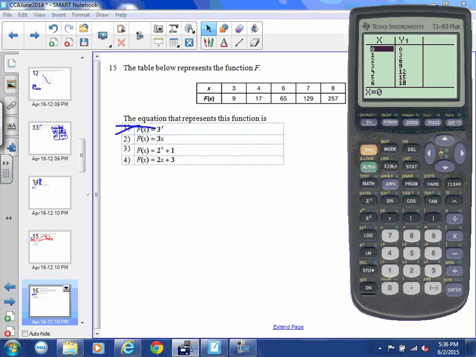Look at my table. Does this have 3, 9? Yes. Does it have 4, 17? No.